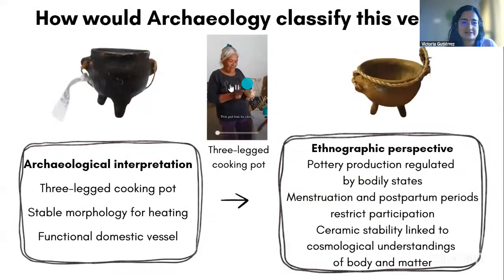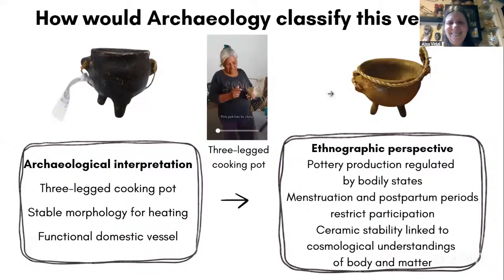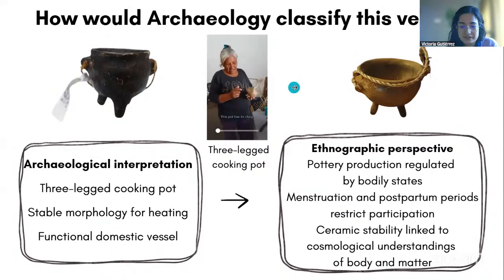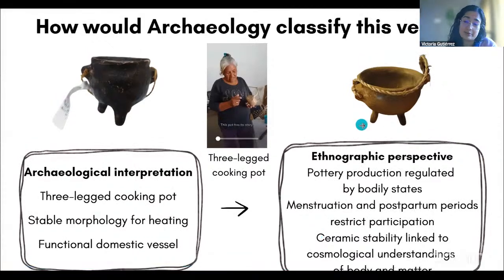And here is my personal favorite, the three-legged cooking pot. It could be easily classified as a stable cooking pot, and that classification would not necessarily be wrong. It is what we can see. But ethnographic information has shown us that pottery production may also be regulated by bodily and cosmological rules. And I want to share a one minute long video. Let me share the sound. Where a person from the community is telling us the story of the three-legged cooking pot.